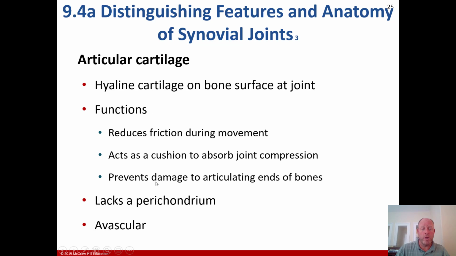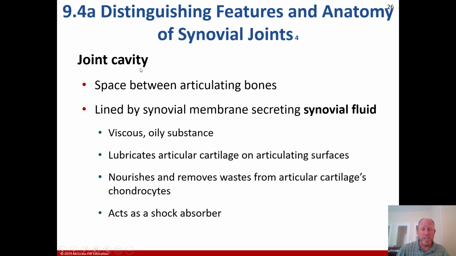And the function of that articular cartilage also is to prevent damage to articulating ends of bones. That said, the articular cartilage does lack a perichondrium. It is avascular, okay? The joint cavity, the space between these two articulating bones coming together, is lined by a synovial membrane secreting synovial fluid. It's a viscous, oily substance. It lubricates the articular cartilage on those articulating surfaces. It nourishes and removes wastes from the articular cartilage's chondrocytes. You should definitely know that. It acts as a shock absorber, very important.